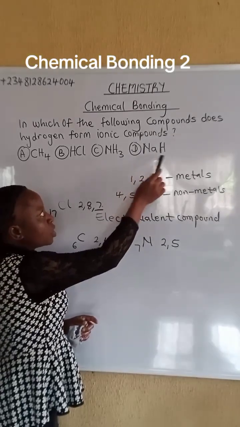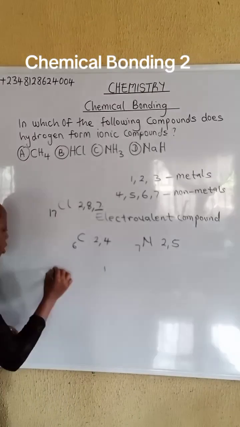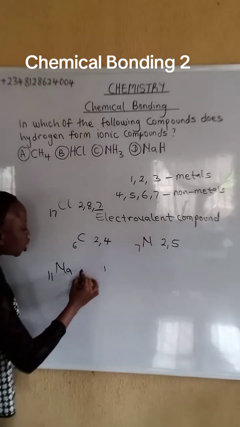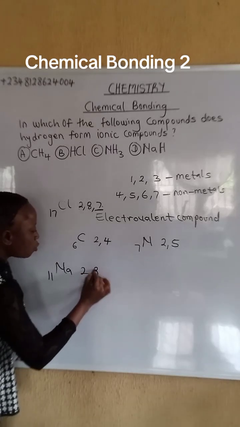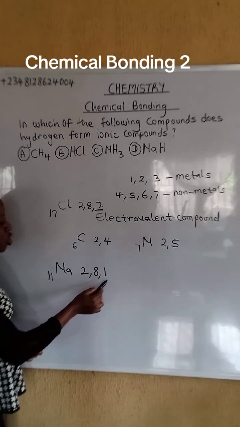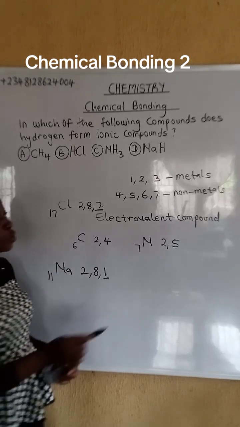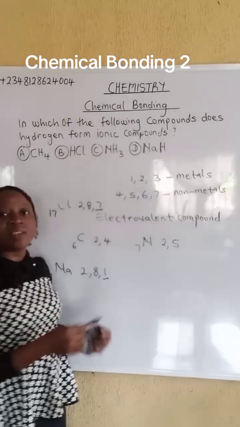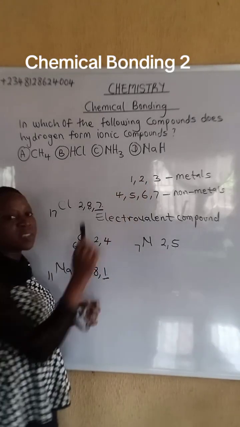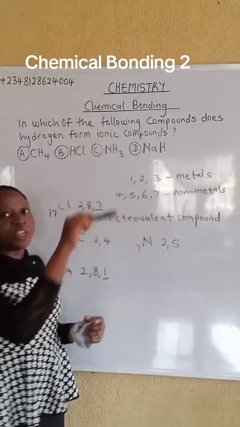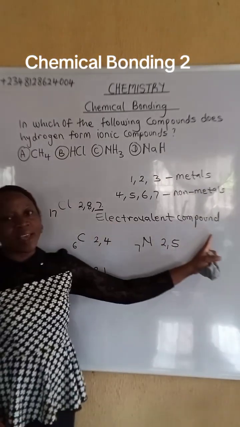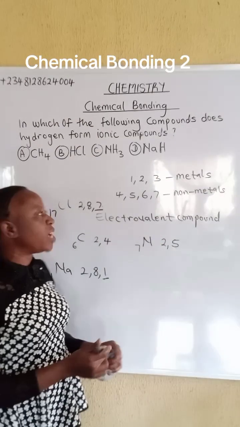Now we have sodium and hydrogen. So let's look at sodium. Sodium is the number 11 in the periodic table. The first shell we carry 2, the second we carry 8, the third one we carry 1. 2 plus 8 plus 1 will give us 11. So it has 1 valence electron. So those elements with 1 valence electron are what? Are metal. So sodium is a metal. Then hydrogen is a non-metal. Metal and non-metal will give you what? Electrovalent compound. So therefore the correct option is what?